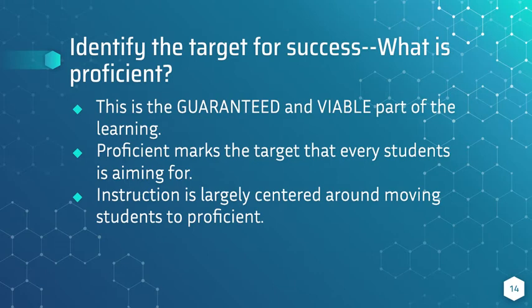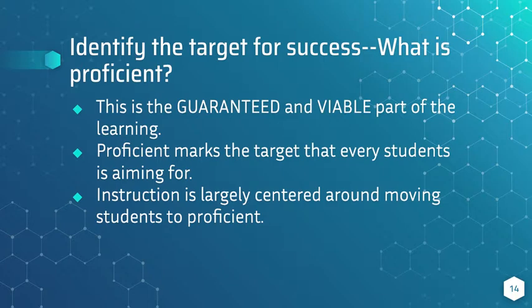Now that we have addressed what effective rubrics look like, let's talk more specifically about how to create effective rubrics. Let's start with describing proficiency. So the first step in the process is to really identify what is proficient. This is the guaranteed and viable part of the learning.